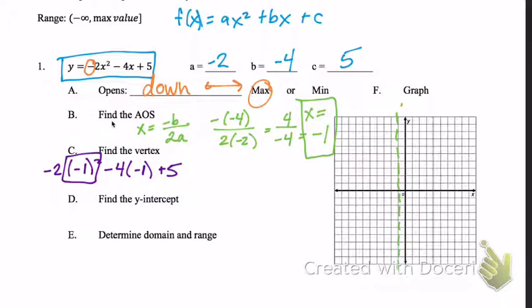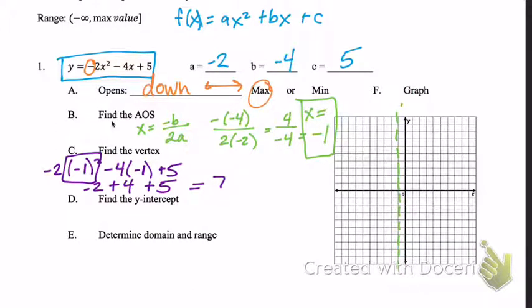So the biggest mistake I see people make is that they don't put their x value in parentheses, and then it ends up causing them to get the answer wrong because they did not use the correct sign. So negative 1 squared is just 1, so you have negative 2 plus 4 plus 5. So negative 2 plus 9 is 7.